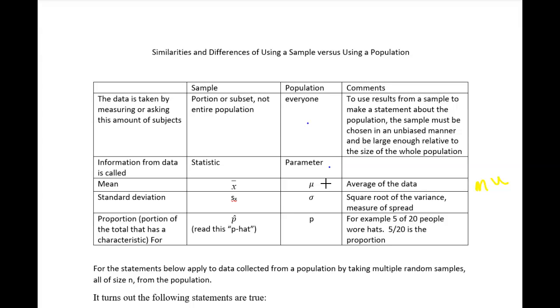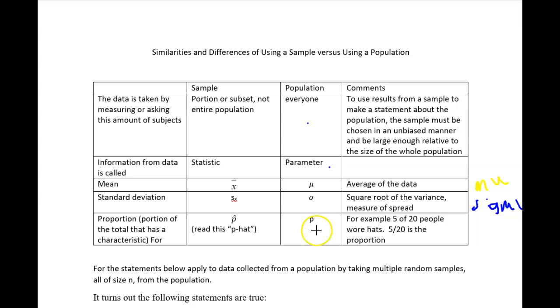Standard deviation, if it's from a sample, is written with S. If it's from the population, it's this symbol here that looks like a kind of O with a curl on top, and that is called a small sigma. Okay?